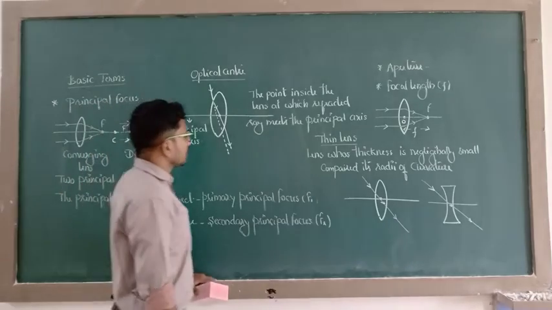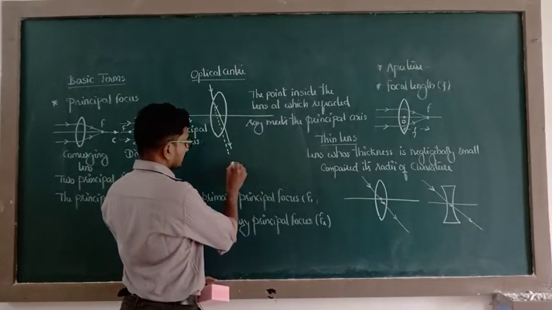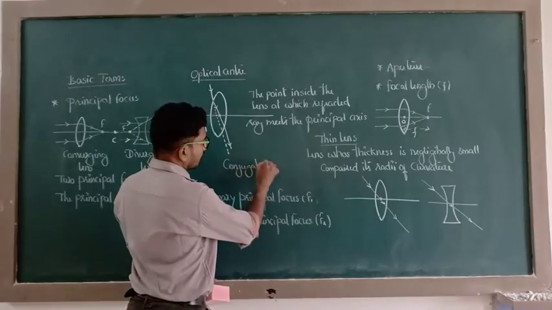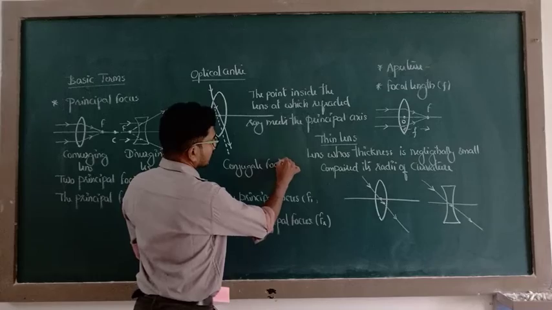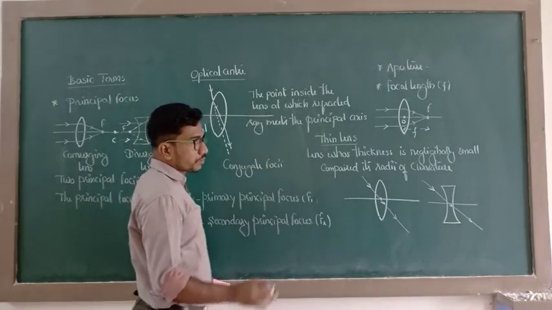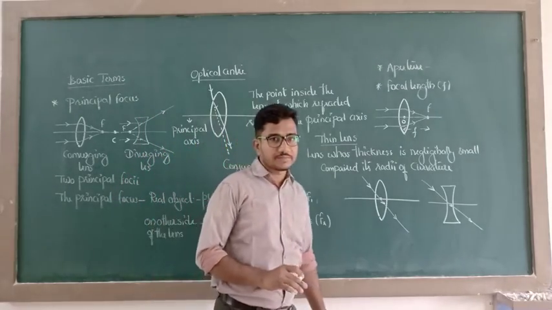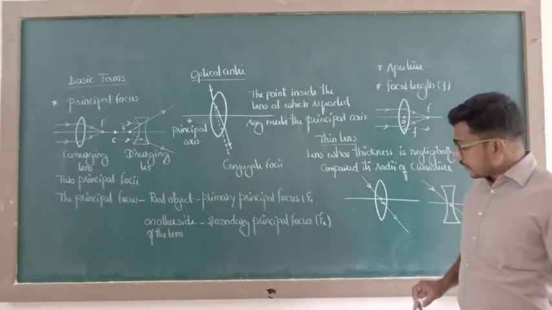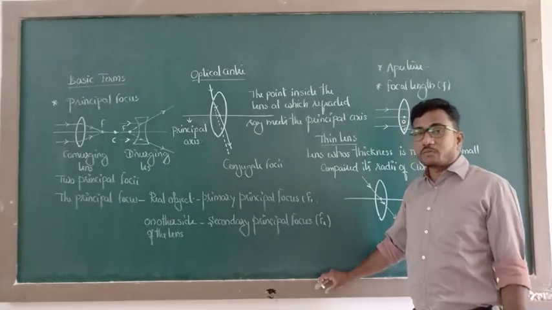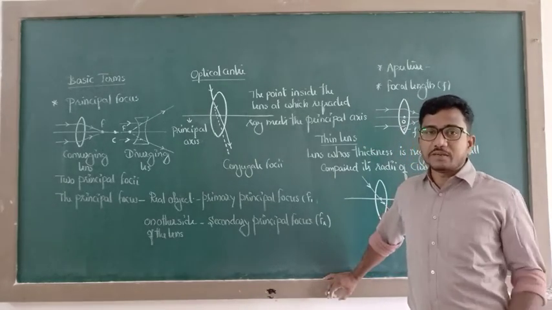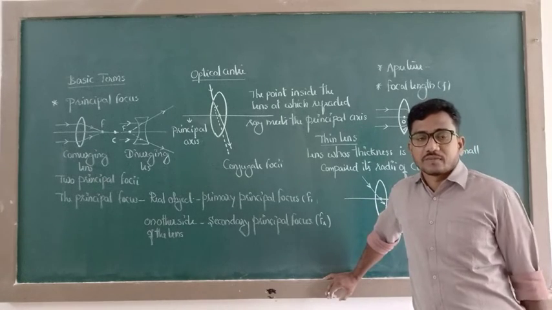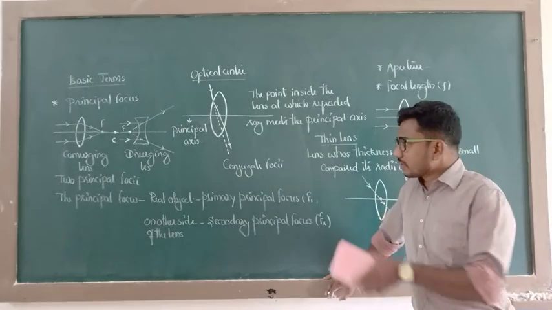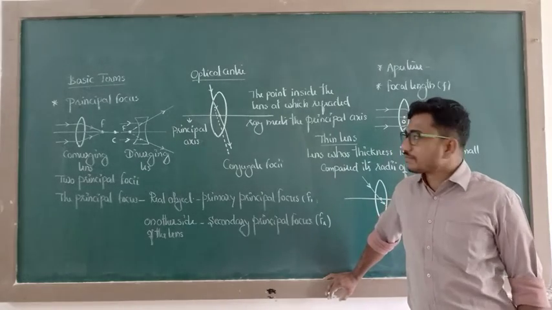So another one is conjugate foci. Conjugate foci means a pair of two points. The pair of points on the principal axis at which an object at one point produces an image at another point. So those pair of points are known as conjugate foci.